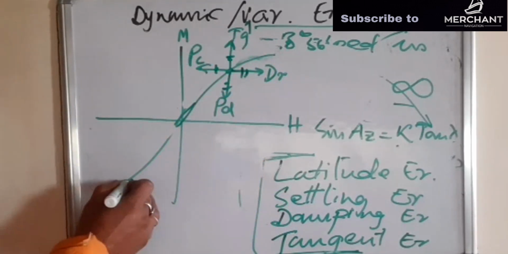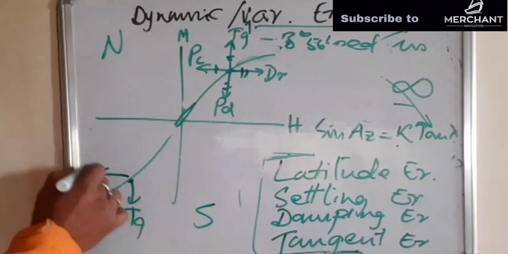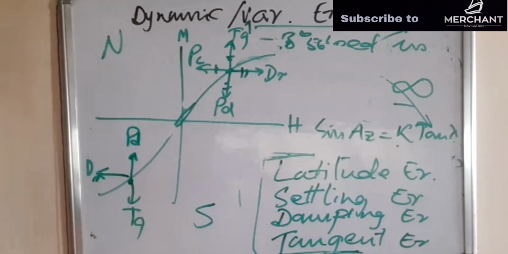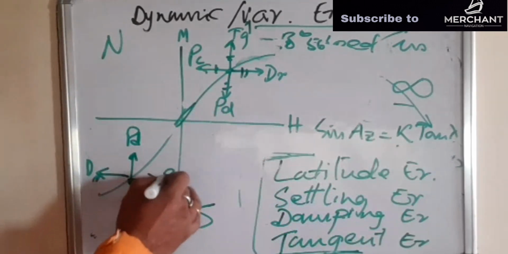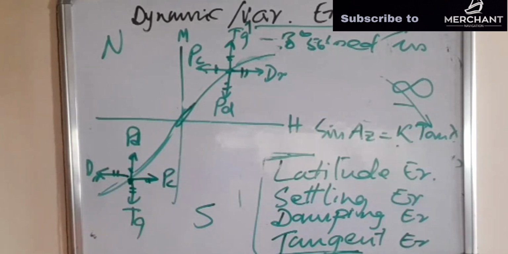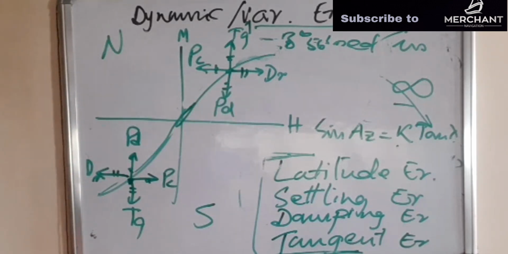Same case here. Tilting is happening downwards in the southern hemisphere. Drifting is happening westward. Damping is opposing to that. PD is trying to bring it towards the horizon. Control precession is trying to bring it towards the meridian. जहां पे ये इक्वल एंड ऑपोजिट हो जाते हैं वहीं पे सेटल हो जाता है। So this is the diagram you should make for damping error. Okay, sir. Any questions?